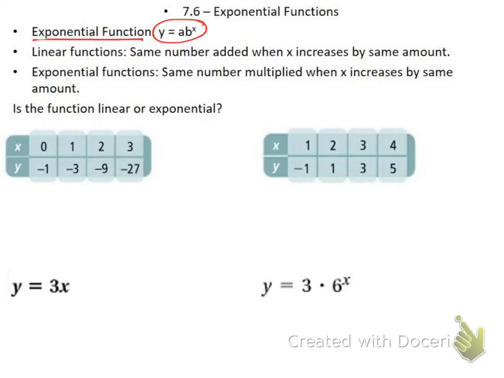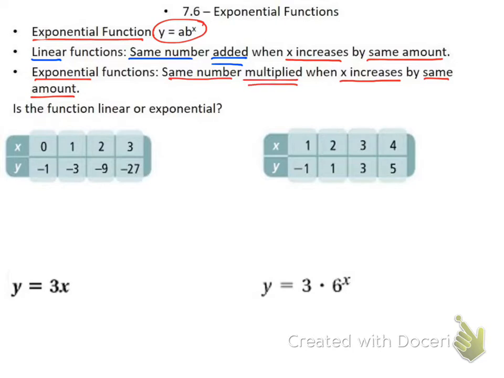And so the first thing we're going to do is just learn about identifying exponential or linear functions. With a linear function, the same number is added over and over again. And with both of these, we need to make sure that our x is increasing by the same amount. So if it's linear, the same number is going to be added over and over again. With an exponential function, the same number is going to be multiplied.